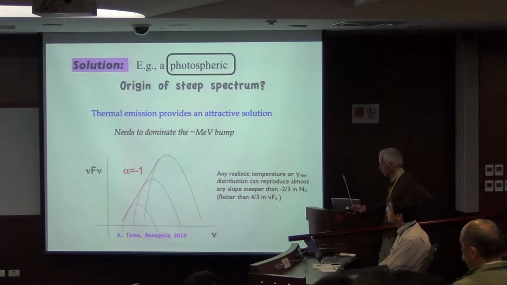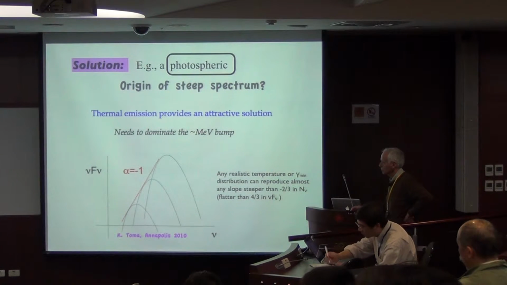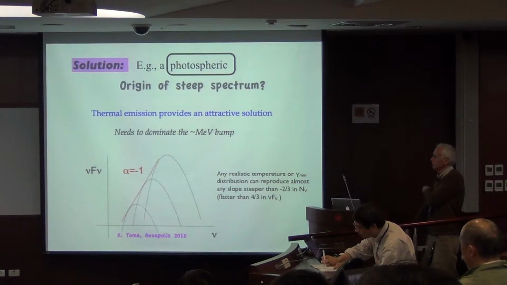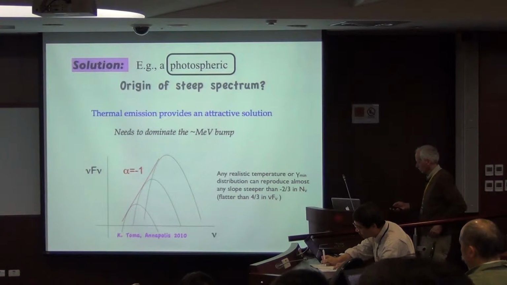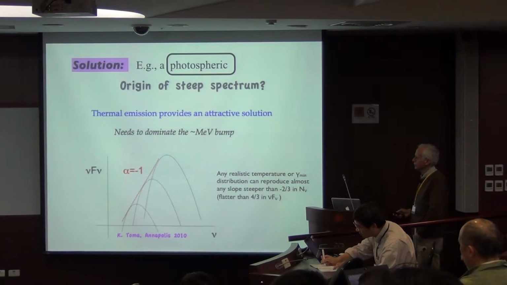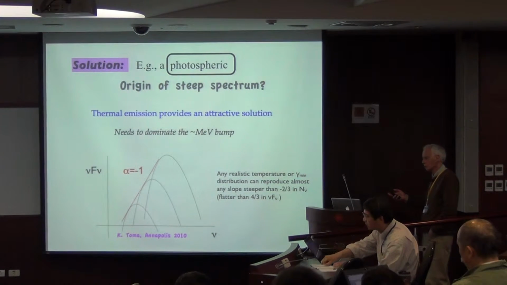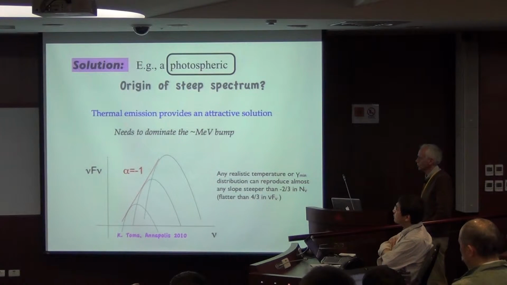So all you need is that the peak be near MeVs, and if you put in numbers for the photospheric radiation, then you can do that. So you can work that. You can resolve it, but you have to invoke that the photosphere plays an important role, maybe a dominant role in the prompt emission.